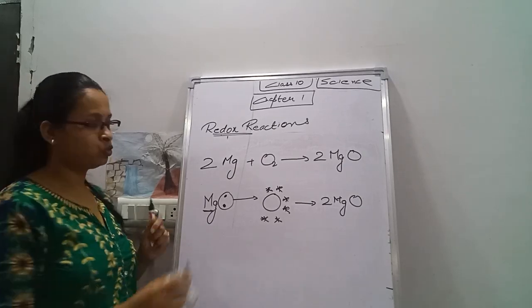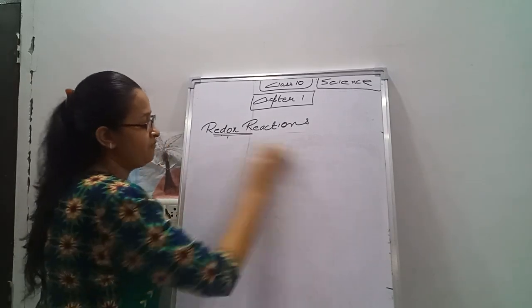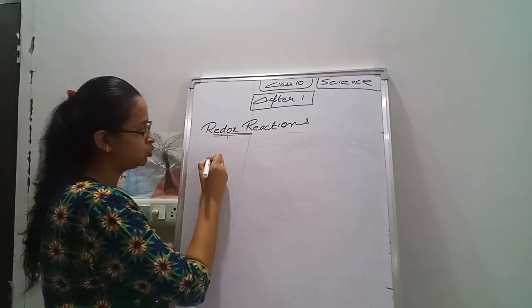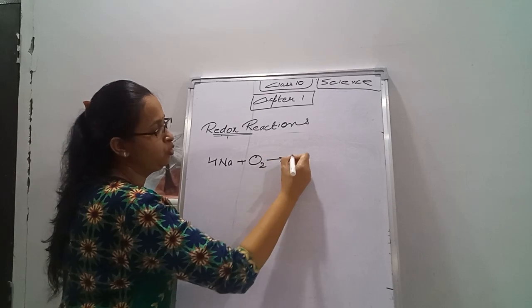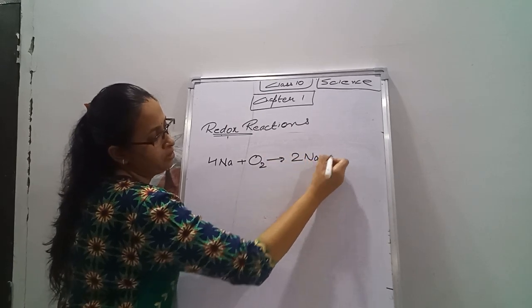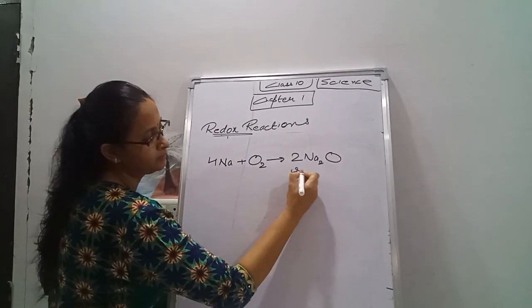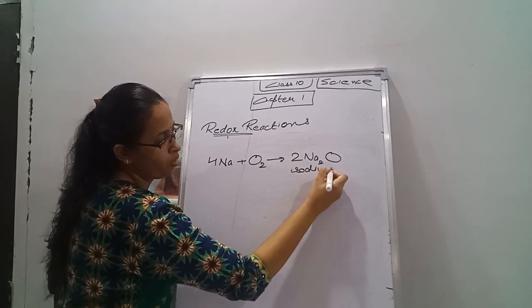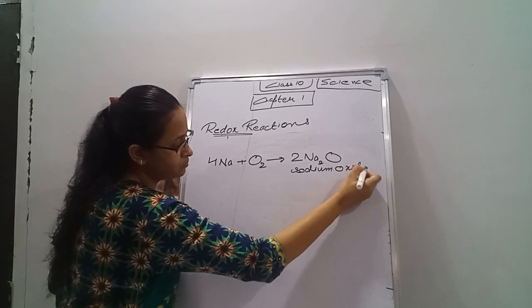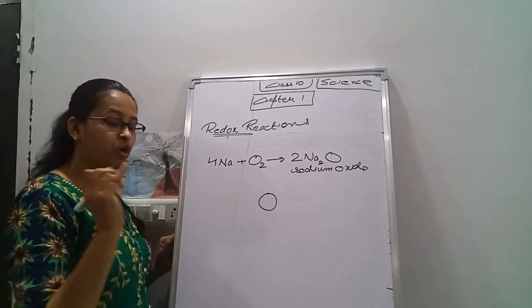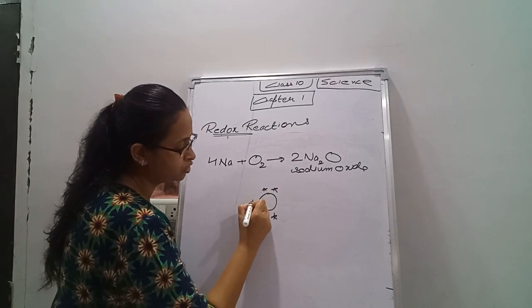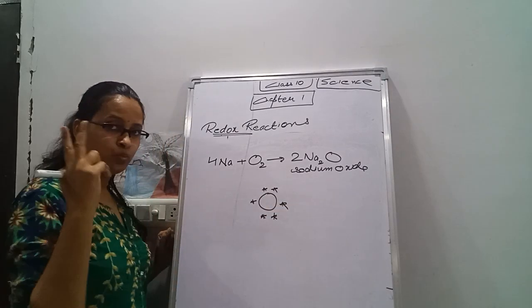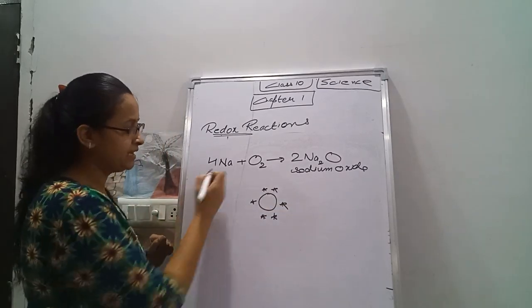Now I am taking one more example of electrons. It will be related to sodium. We have studied the equation of sodium: 4Na plus O2 gives you 2Na2O, that is sodium oxide. Now we already know that oxygen has 6 valence electrons. How many more electrons does it have to take? It needs 2 more electrons to be in a stable state.